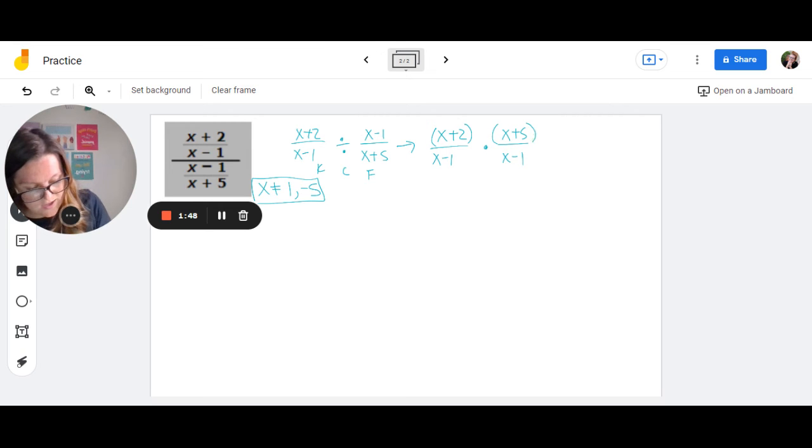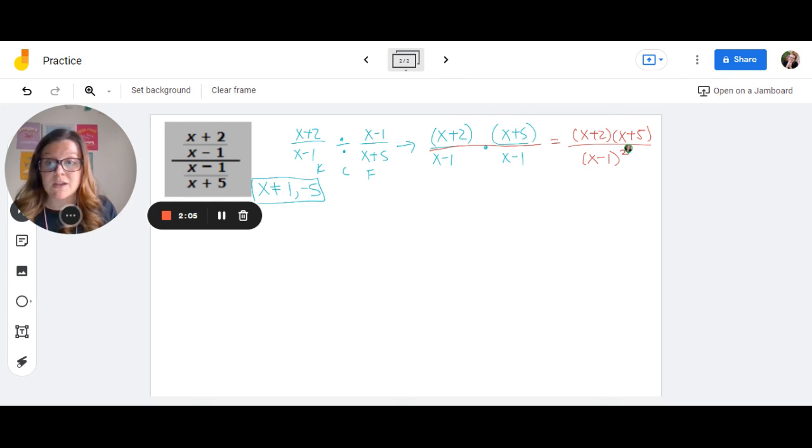So really, anything on top could simplify with anything on bottom. But in this case, I'm like, well, nothing simplifies. So just go ahead and write it as a simplified form. X plus 2 over x plus 5, all over, we're going to put x minus 1 squared.